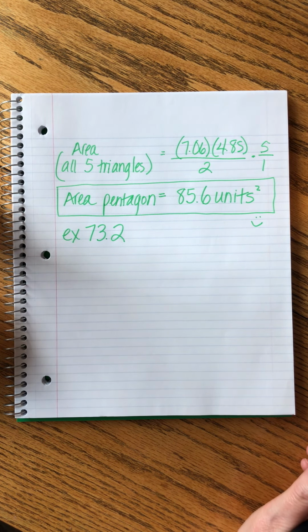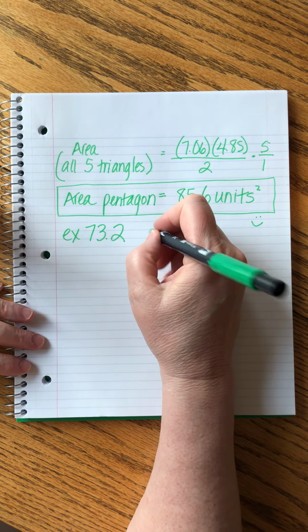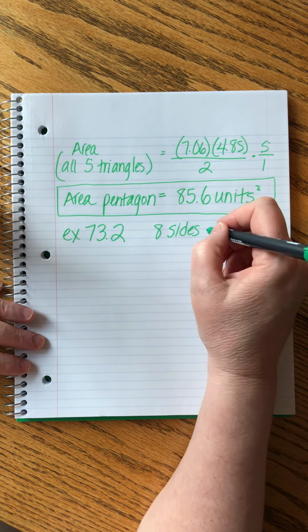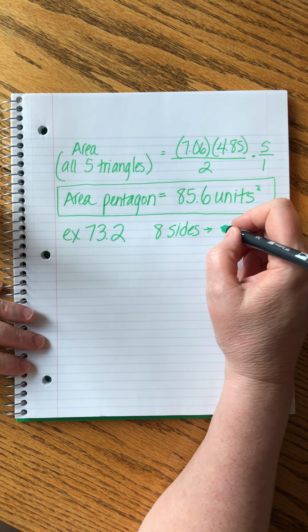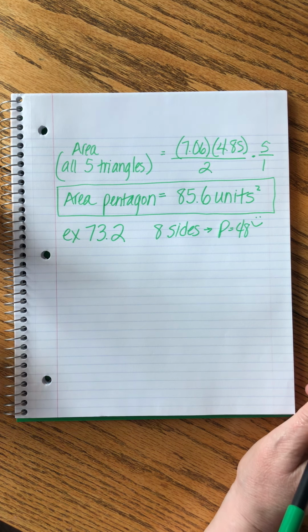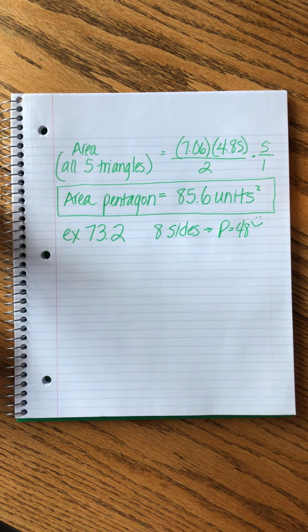Okay, the perimeter of a regular polygon of 8 sides is 48. So we have an 8-sided object, an octagon, like a stop sign, and the perimeter equals 48. Find the area of the polygon. All right, John's just making it a little bit tricky for us, but we can manage.